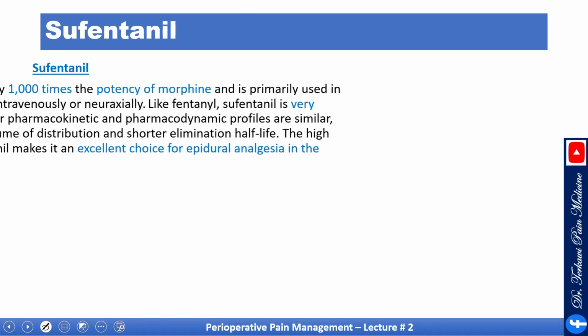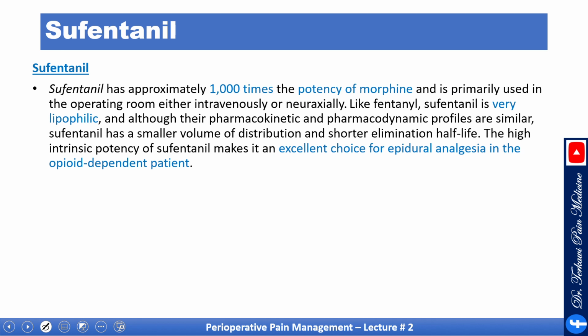Sufentanil, approximately 1,000 times more potent than morphine, and it's primarily used in the operating room, either intravenously or neuroaxially, like fentanyl. So fentanyl is very lipophilic, and sufentanil has a pharmacokinetic and pharmacodynamic profile similar to fentanyl. And the high intrinsic potency of sufentanil makes it an excellent choice for epidural analgesia in the opioid-dependent patient.